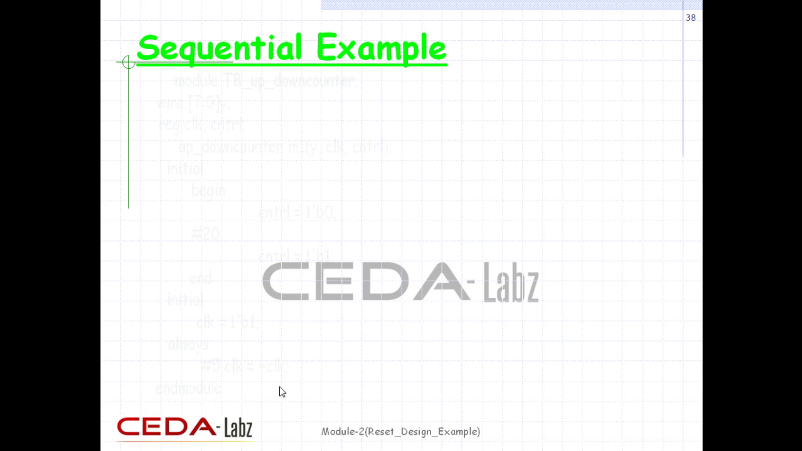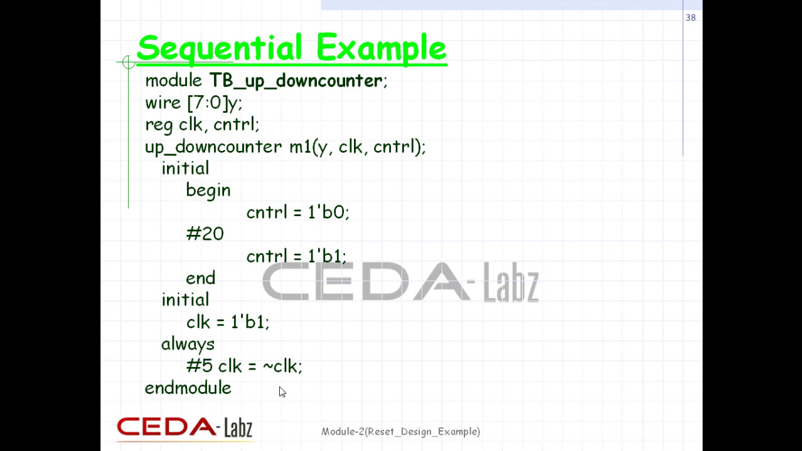Here is the test bench for the up-down counter. We don't need to provide the input as it is initialized in the design block itself. Here we need to provide the control signal and clock signal. Here, we have provided the control signal. And this portion of code initializes and generates the clock, as you already know.